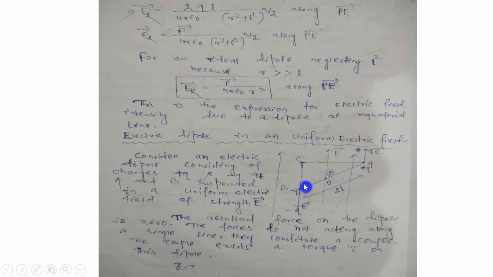This dipole will make angle theta with that uniform electric field intensity, and the length of the dipole is 2l. Two forces are acting here: in case of minus q, the force is minus qE, and at the plus q charge the force is plus qE. That means the forces are equal and opposite, so the resultant force acting on this dipole is 0.